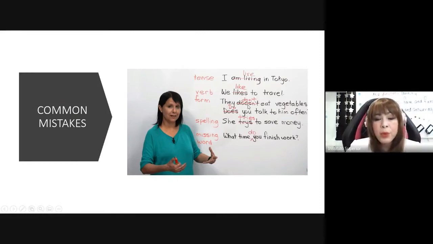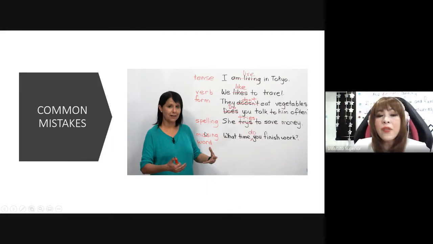They is a plural pronoun. So we have to use the plural form of the verb do, the auxiliary do, plus the negative form. So you say they don't eat vegetables. It is incorrect to use doesn't because doesn't is for he, she, or it, third person singular. The same happens here in the question. If the subject is you, use the form do, not the form does. Do you talk to him often?